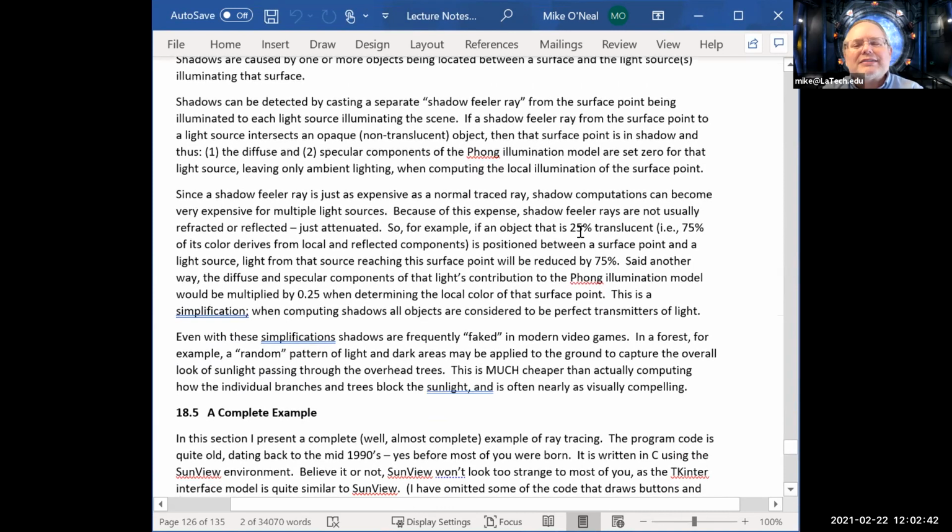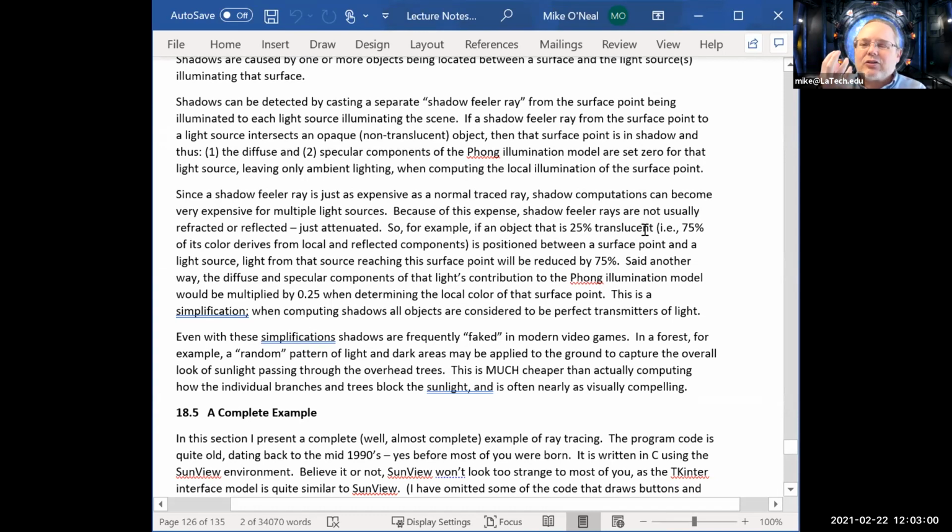Now, you do have to realize that objects can be partially translucent. And in that case, you might not want to block all of the light coming from a light source. You might want to block a part of it. So let's say you had an object that's 25% translucent.